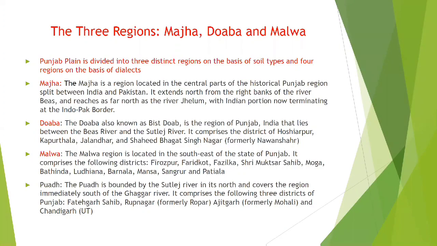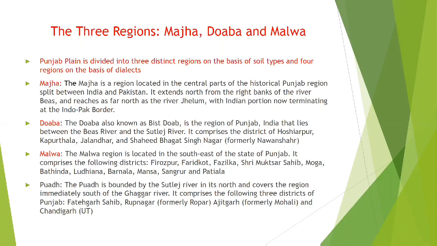Now this area of Puad, it gets its name from Puadhi or Pavadhi, as it is sometimes written. It's a dialect of Punjabi with a mixture of Hindi and Bangar languages in it. So Puad is bounded by the Satluj River in the north and covers the region immediately south of the Ghaggar River. Ghaggar is not a perennial river. It is basically a river that flows up to its neck in the monsoon season and then dries out.